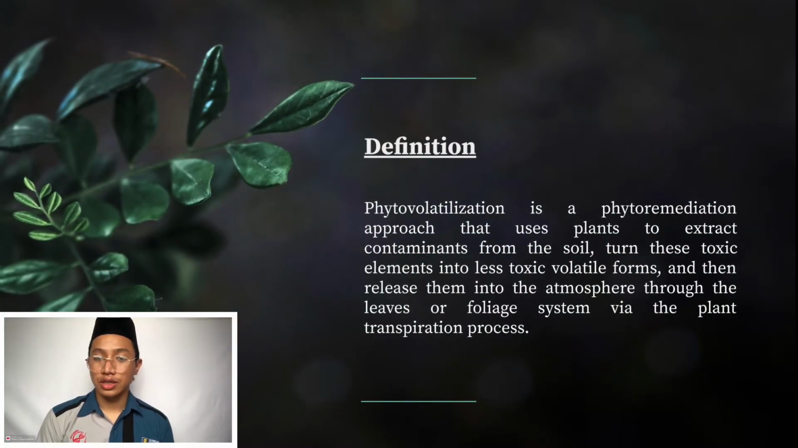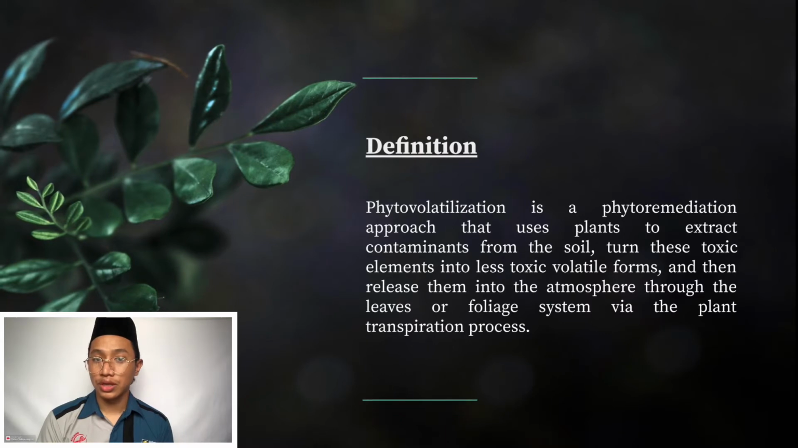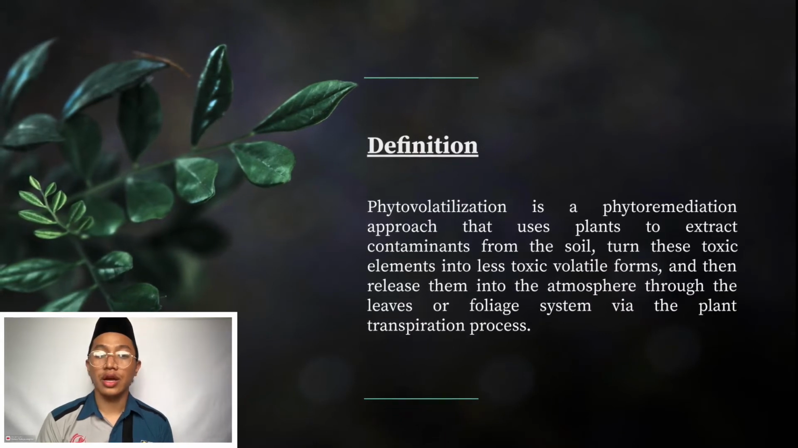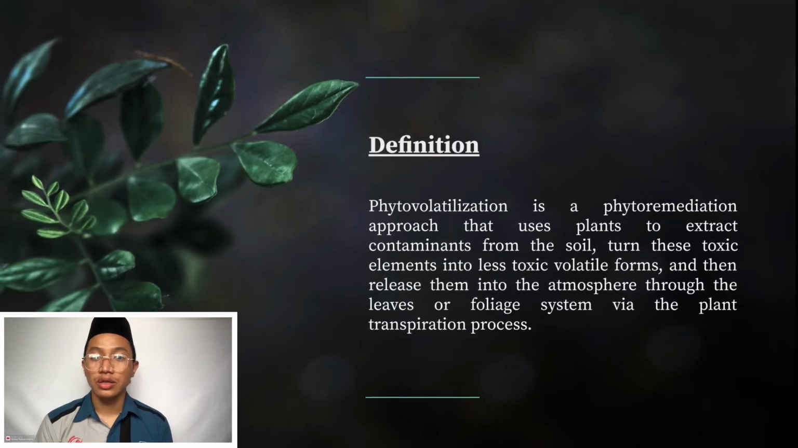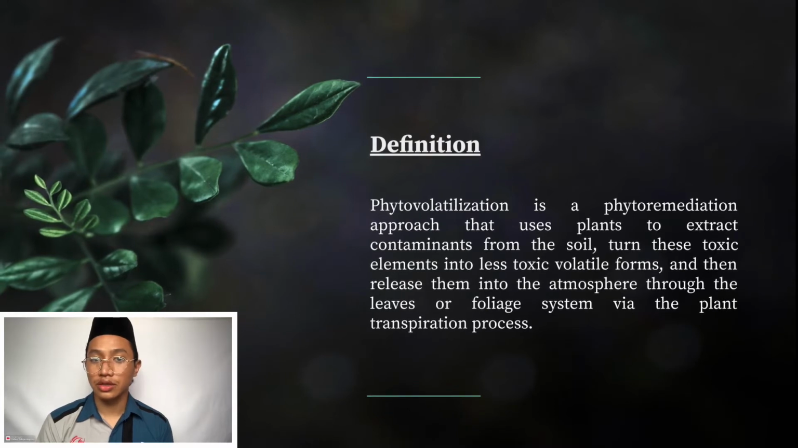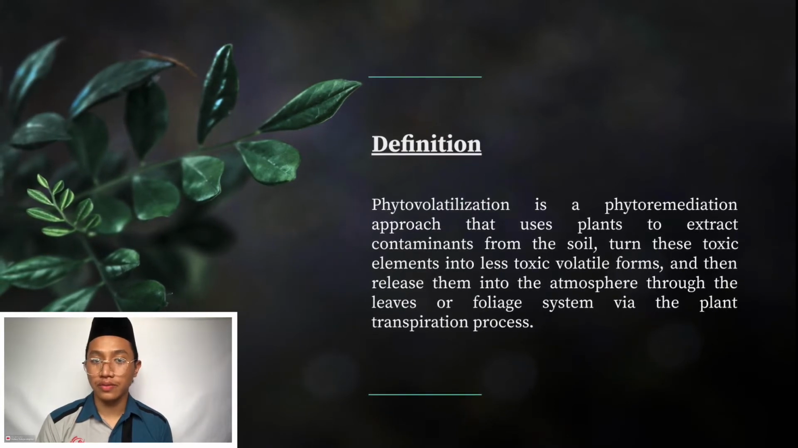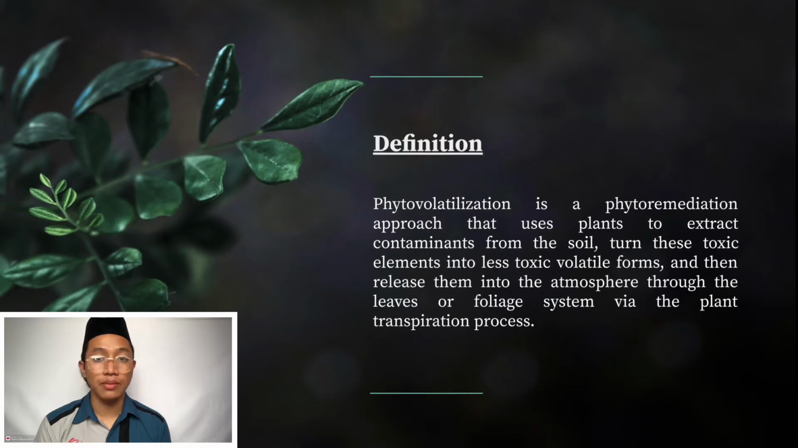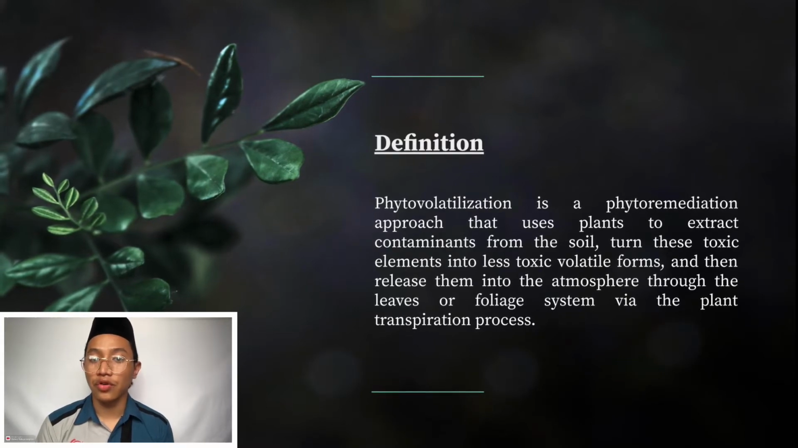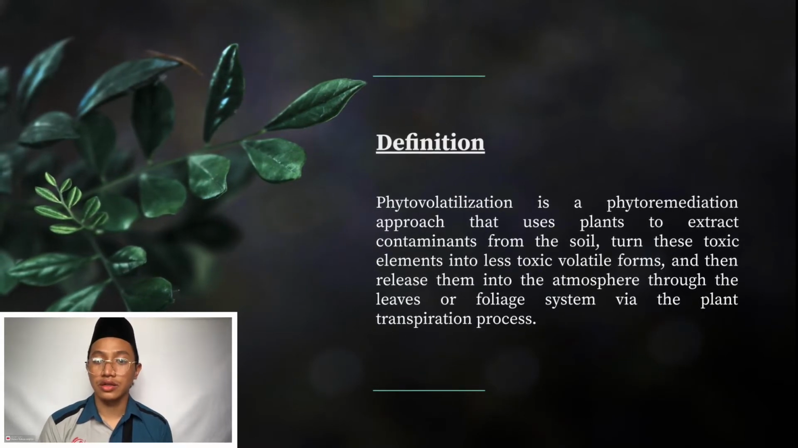Phytovolatilization is the phytoremediation approach that uses plants to extract the contaminants from the soil, turn these toxic elements into less toxic volatile forms, and then release them into the atmosphere through the leaves or foliage via the transpiration process.